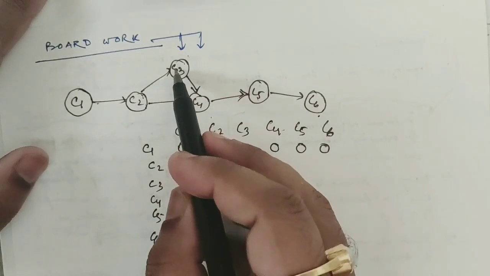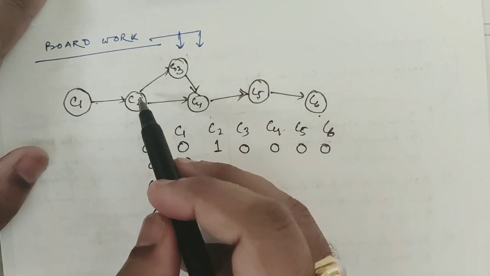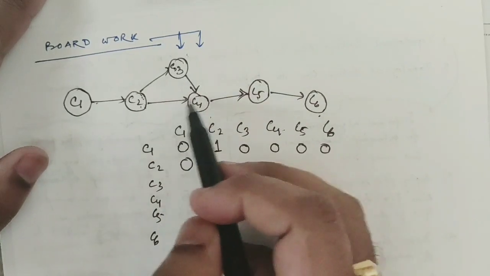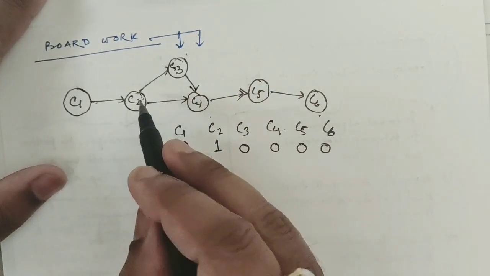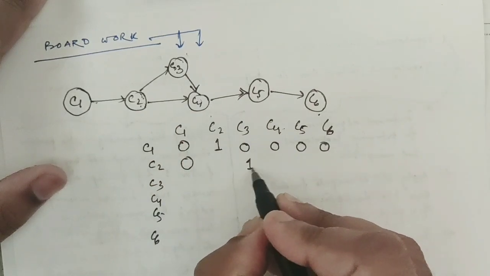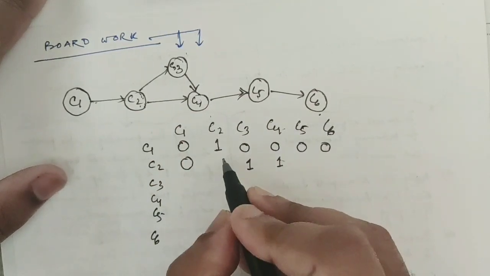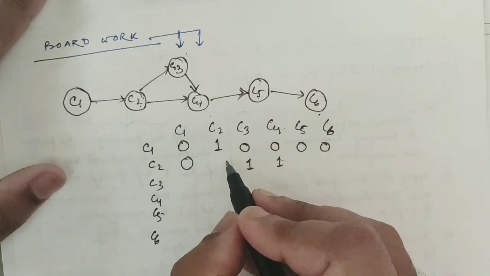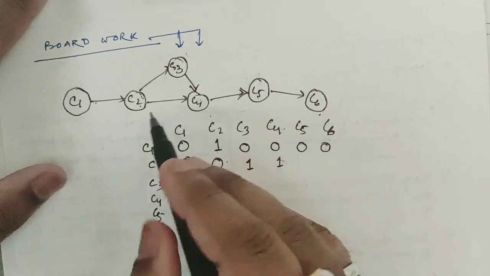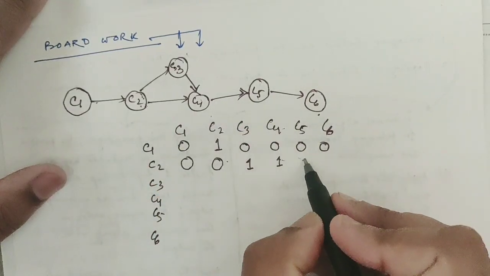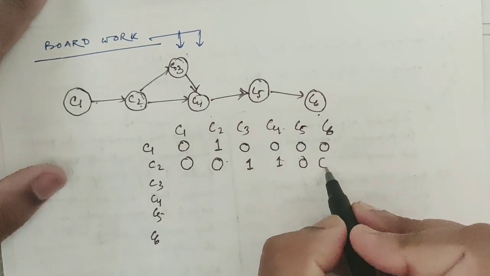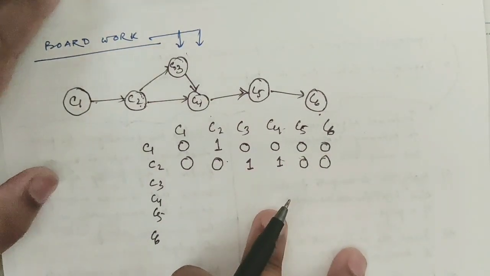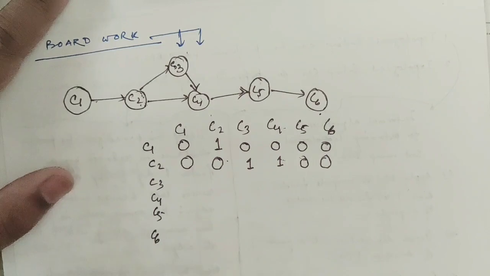C2, C3, yes, connectivity, that means from C2 to C3 there is an edge, and from C2 to C4 there is an edge. So only C2-C3 and C2-C4 are 1 and the remaining entries are 0. C2, C2 is 0, no self loop. C2 to C5 there is no edge, 0. C2 to C6 there is no edge, so 0. In this way you can easily form the adjacency matrix.